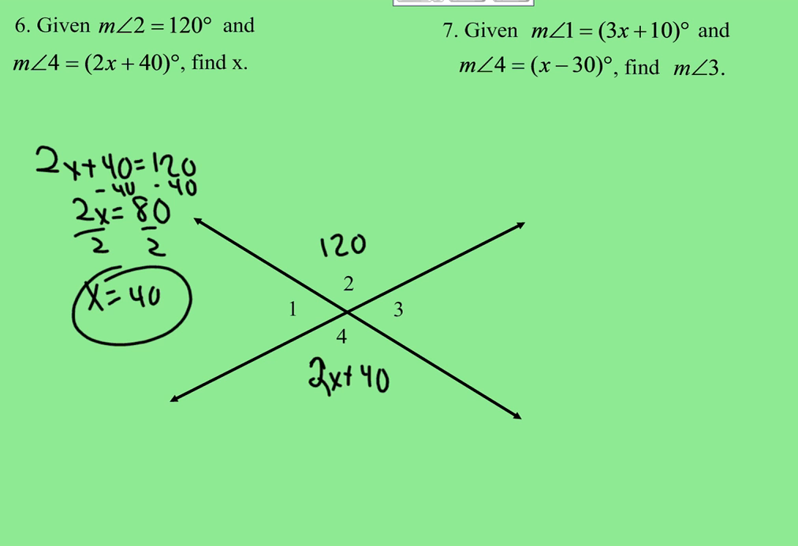For number 7, angle 1 is 3x plus 10. Angle 4 is x minus 30. Now, it's no longer 2x plus 40. Now it's x minus 30. Figure out what angle 3 is. Okay, well, these two are a linear pair, so they add up to 180.